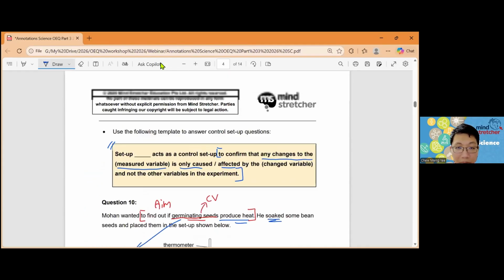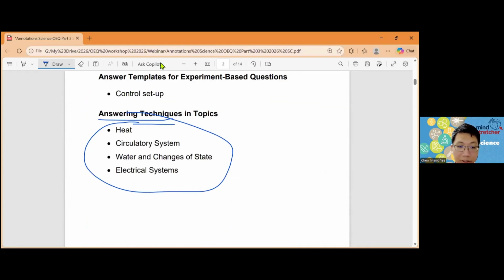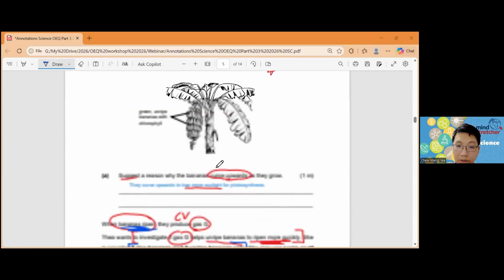So we choose these topics. First thing is they have quite a high weightage in the PSLE, like for electrical systems. In some years, electrical system can go up to 10 marks. 10 out of 100 marks already. That's like 1/10 of the whole paper. So it's possible. Water itself, all these are either high weightage or commonly tested. They have a certain answering technique that we can teach you, and that is why we are going through them. So let's go through the part on heat.